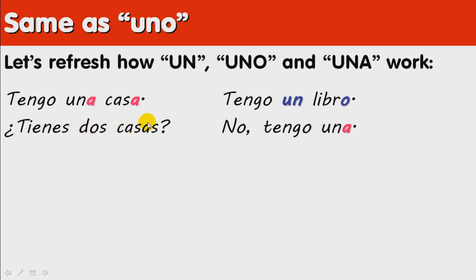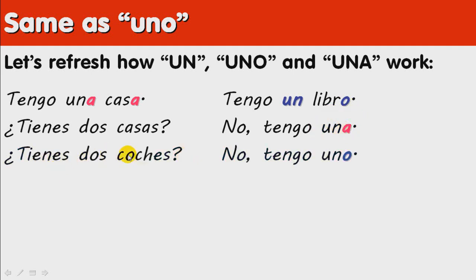¿Tienes dos casas? Do you have two houses? No, I have one. No, tengo una. In this case, we can see that the word una is replacing una casa, so it's working as a pronoun. A pronoun is a word that replaces a noun or a name. So in this case, it's replacing una casa, una, because it's feminine. But if I say, ¿tienes dos coches? Do you have two cars? No, I have one. No, tengo uno. And uno is replacing one car. It's just a pronoun. It's replacing the word car as well. For that reason, we use uno.